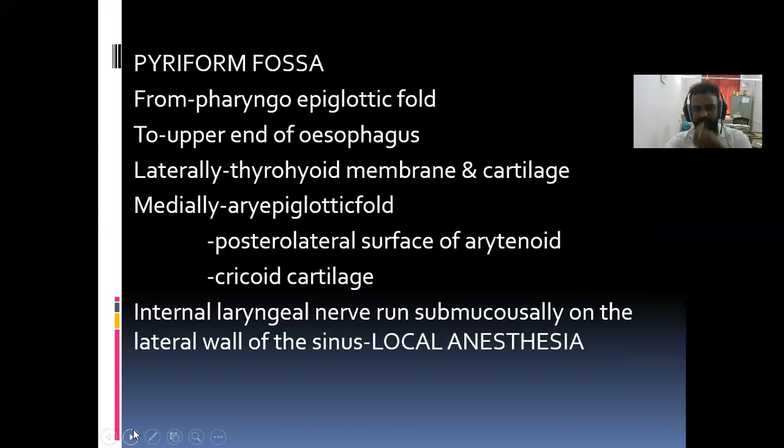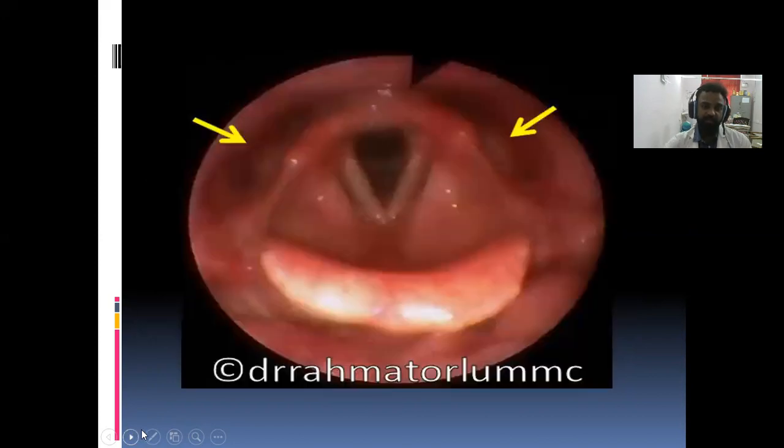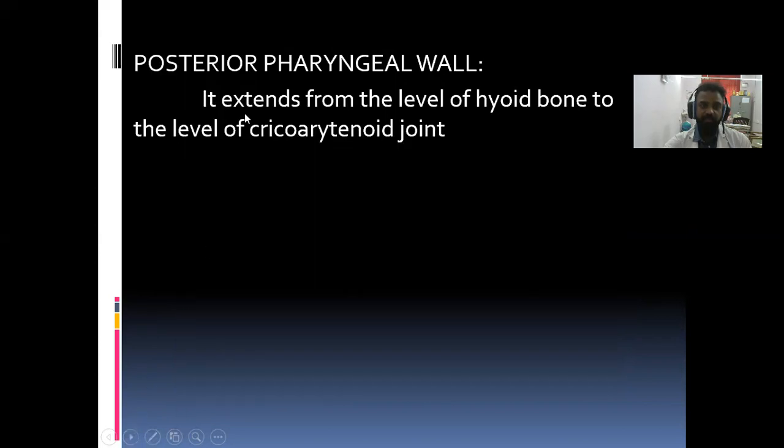The piriform fossa forms the pharyngoepiglottic fold to the upper end of the esophagus, laterally the thyrohyoid membrane and cartilage, and medially the aryepiglottic fold and the posterolateral surface of the arytenoid and the cricoid cartilage. The internal laryngeal nerve runs submucosally on the lateral wall of the sinus, hence it can be helpful in local anesthesia. And next will be the posterior pharyngeal wall.